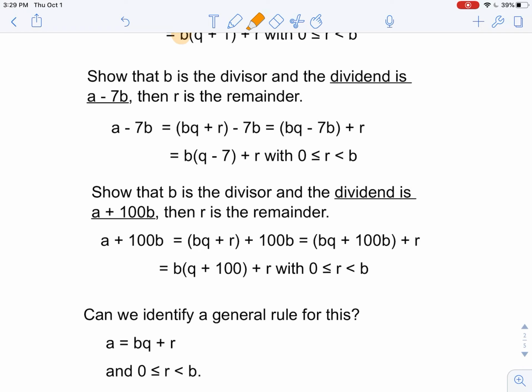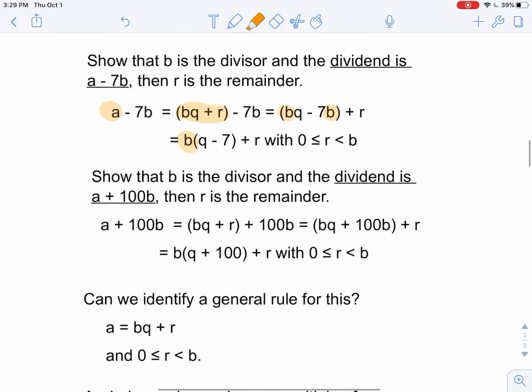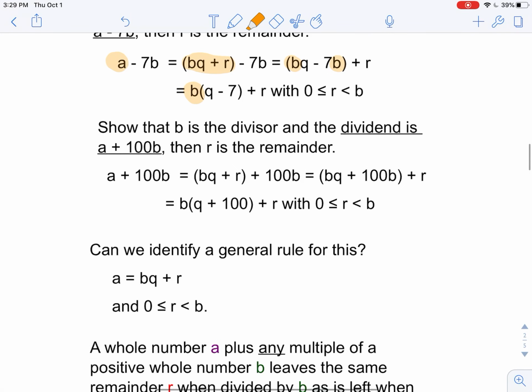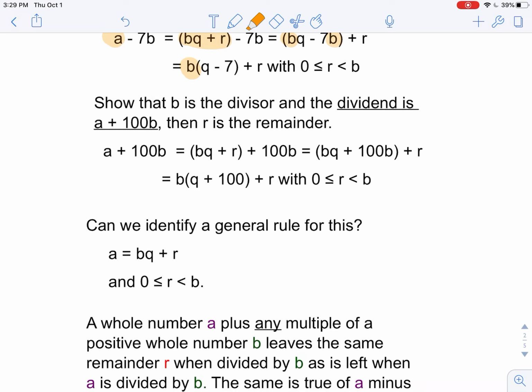So again, same kind of drill. I'm just replacing A with BQ plus R, like so. And so now I will group up, using associative and commutative properties, BQ minus 7B, and I'll now factor out the B, and there I've got that Q minus 7 as the other factor for B.